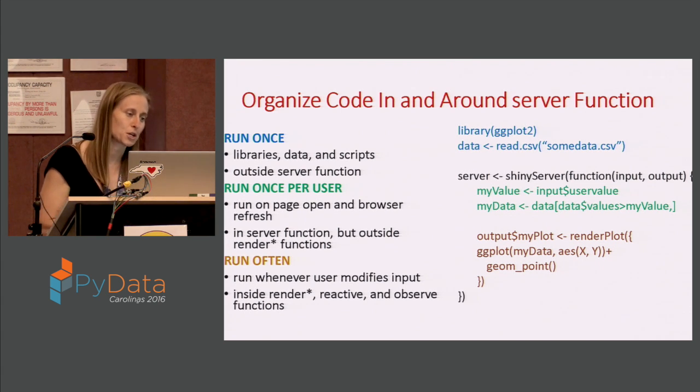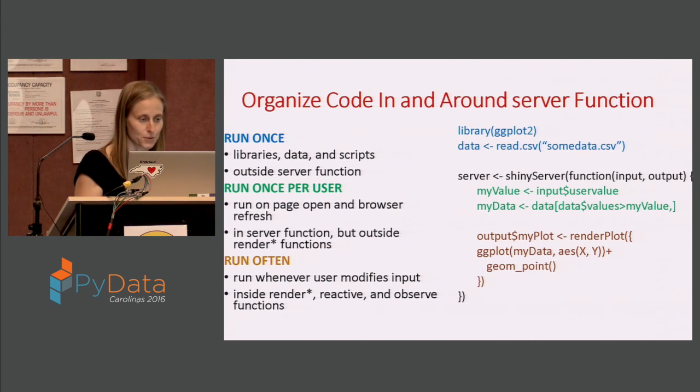Then you have the things that are going to be run once per user or once per session. So when they open the page and browse there or press the refresh button, this particular code is going to rerun. That's really what we want to do maybe with our data subset: when they move that slider bar, that's the only time that code is going to run, not every time they interact with another part of the Shiny that we build. So these should be inside the server function, but outside the render functions. And we'll show you how to do that. So they have some examples here.